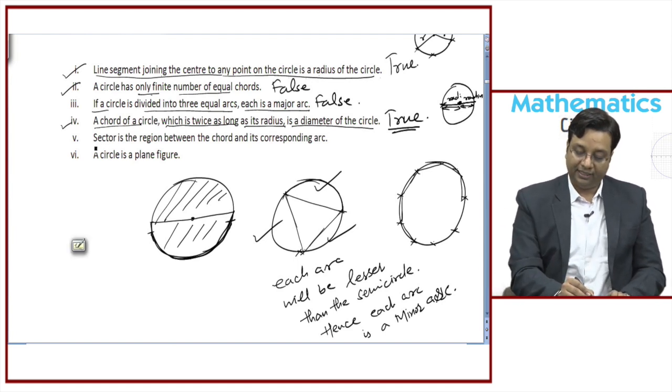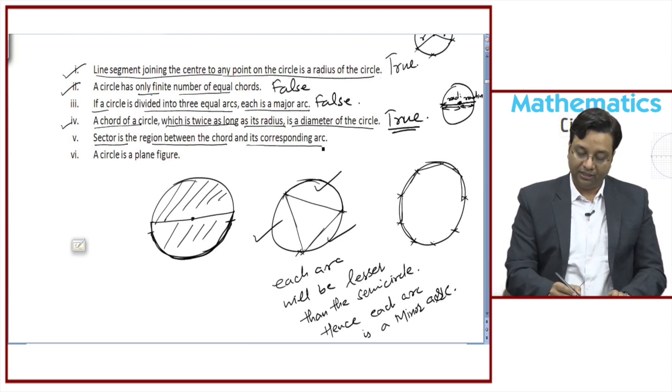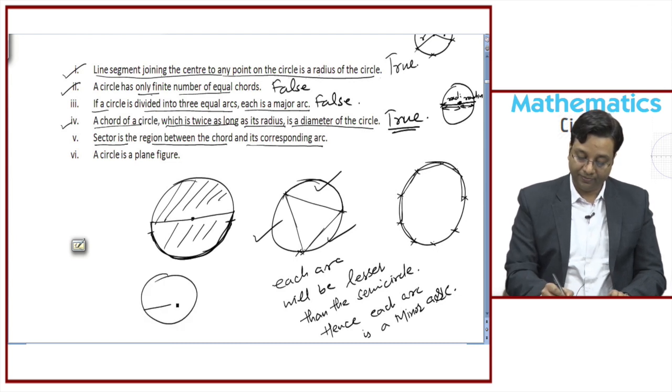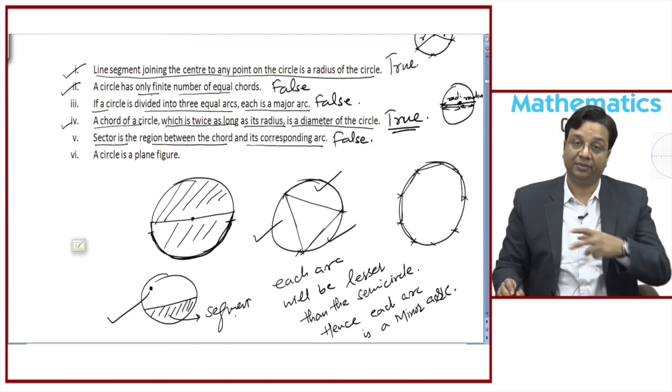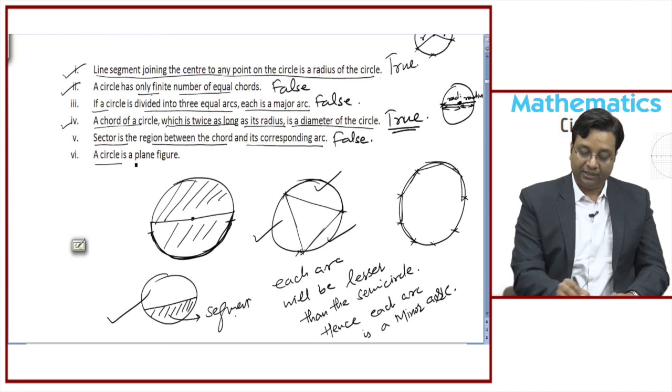Okay. A sector is the region between a chord and its corresponding arc. No, because the region between a chord and the corresponding arc is known as a segment and not a sector. So this statement is false because the area mentioned in the question is the segment of this circle. A circle is a plane figure. Yes, it is true.